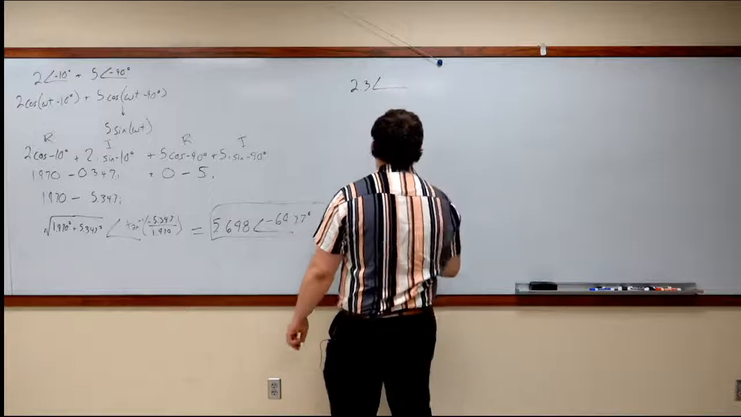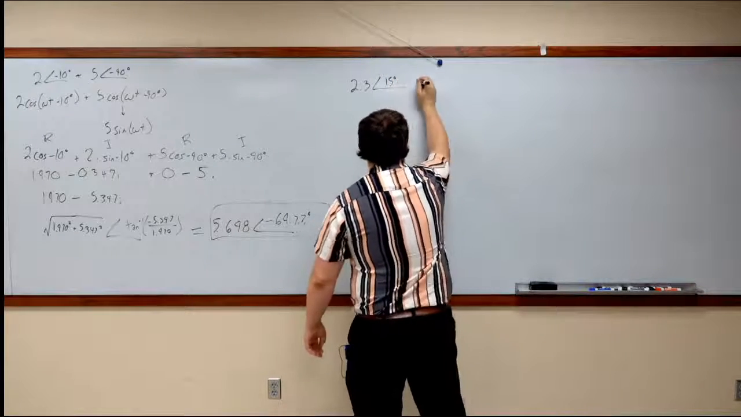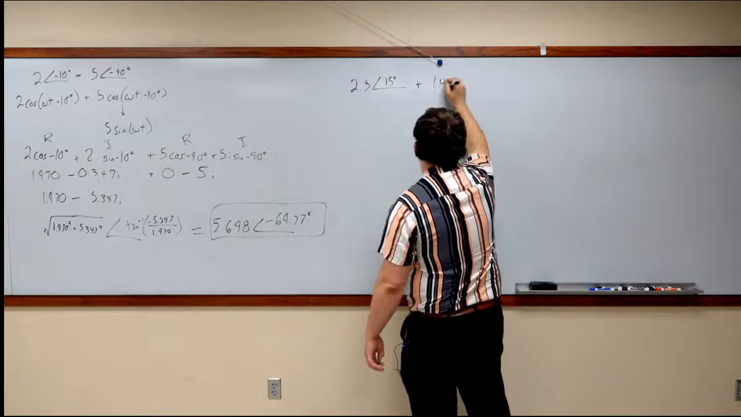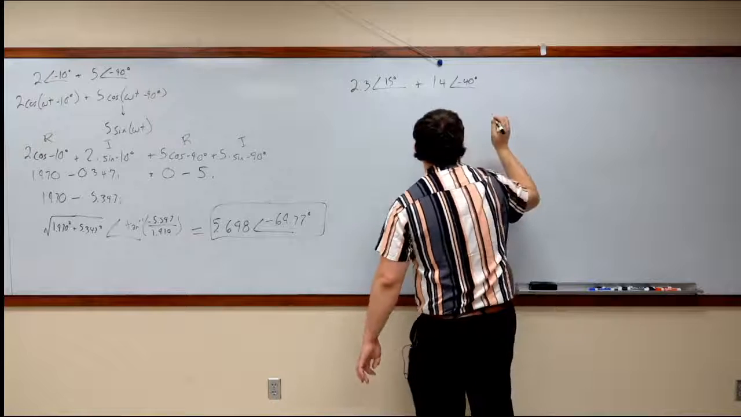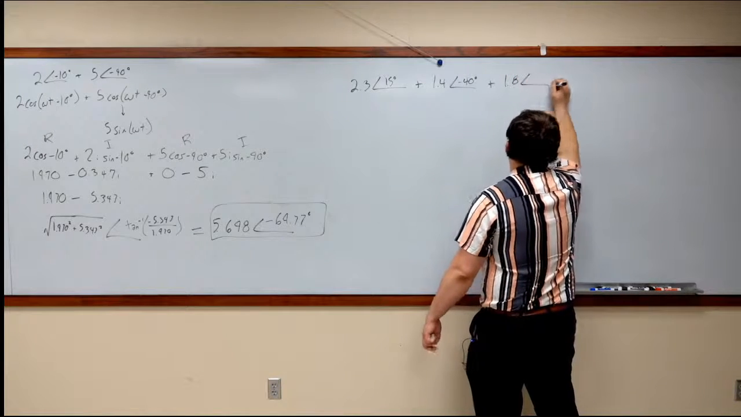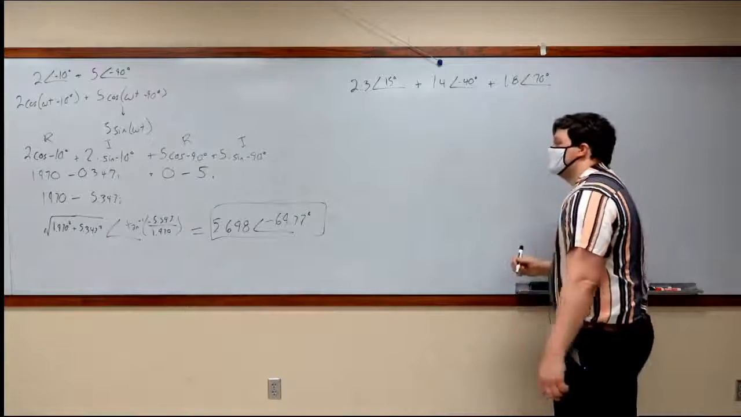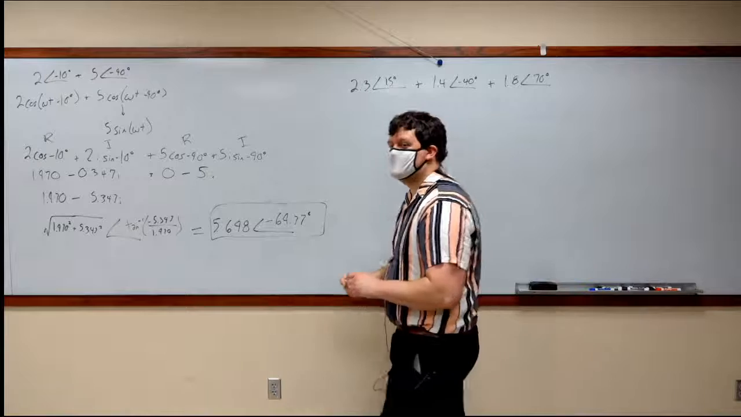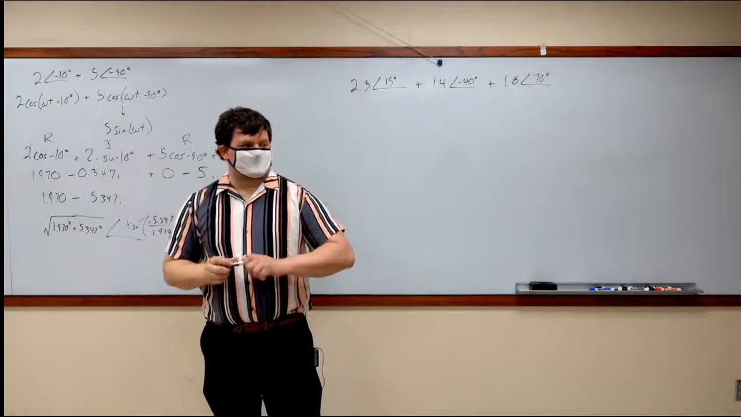2.3, phase angle 15 degrees, plus 1.4, phase angle negative 40 degrees, plus 1.8, phase angle of 70 degrees. What is the final answer? Give it to me in phasor form. And that's all we're doing for the rest of class, so yeah.